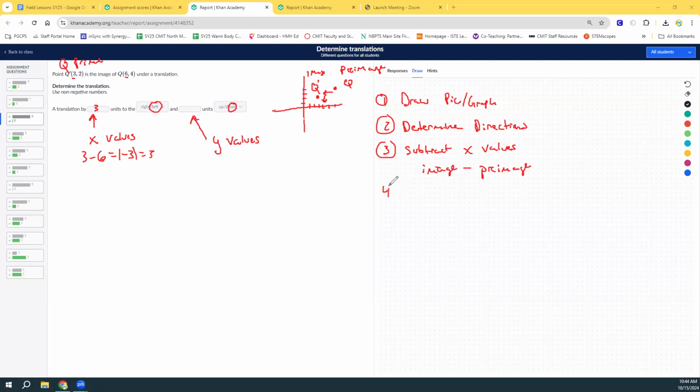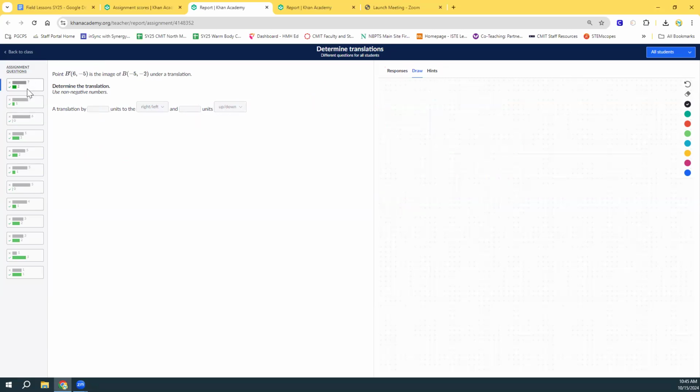Now, we have the x. Now we're going to subtract the y values. And then that will be 4 minus 2, which is 2. So that's done. Okay, but at least now we have this. So I changed it up a little bit in class. I said kind of determine the direction, but if we draw a picture, then determining the direction is pretty easy to do right away. So we can change that to step 2.